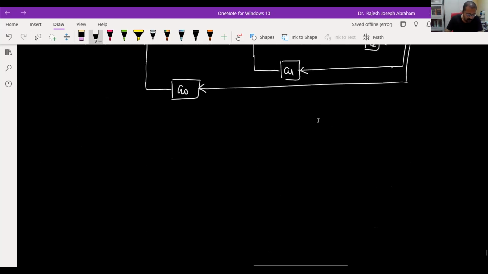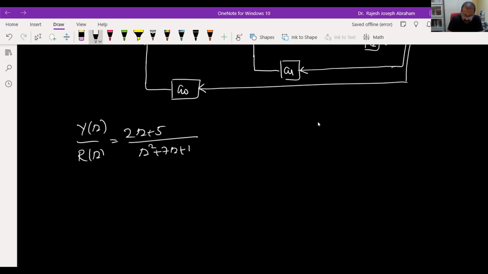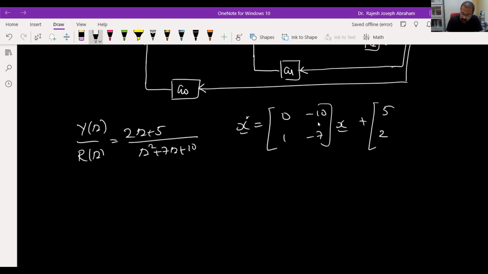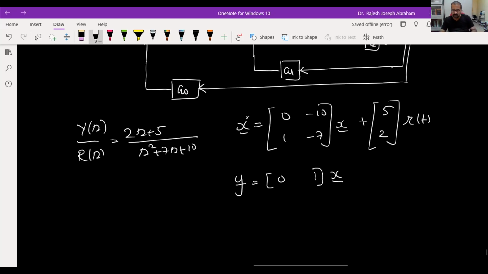Okay, let us try one example. So the same previous example. I had already given you one exercise. Y of s by r of s, same example, equals 2s plus 5 divided by s square plus 7s plus 10. Okay, you can convert it into observable canonical form. So you should get x dot as [0, -10; 1, -7] x plus [5; 2] r of t. This is A, this is B, this is C. Y equals [0, 1] x. Okay, so you can cross verify.